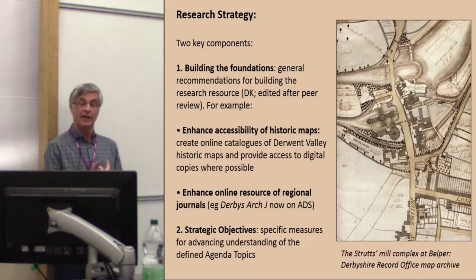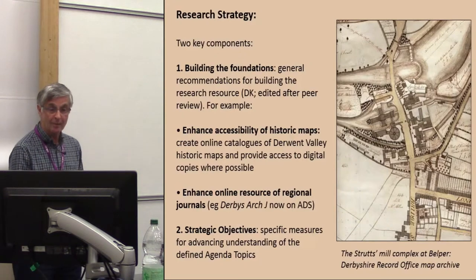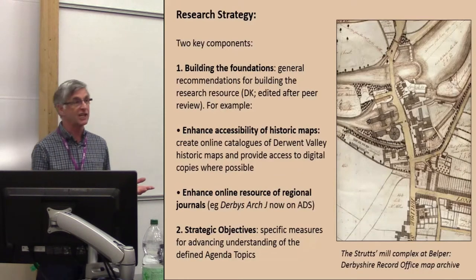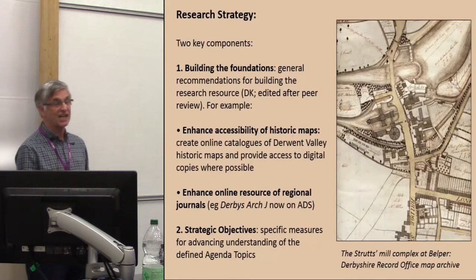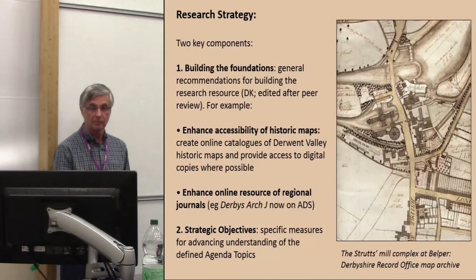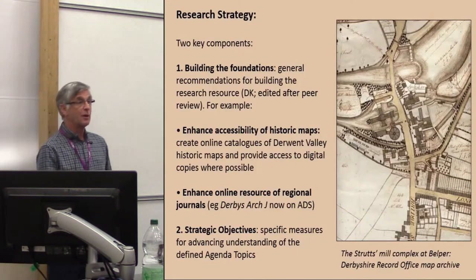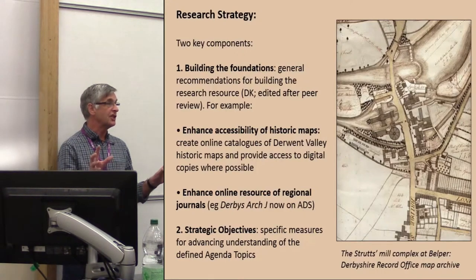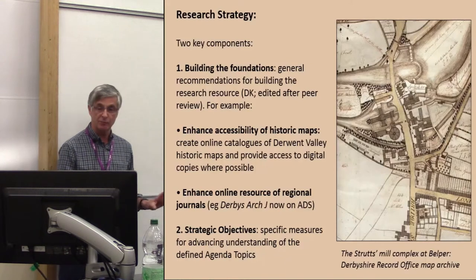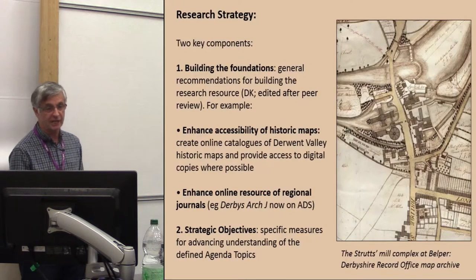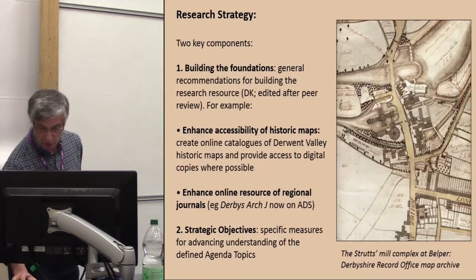For example, enhancing the accessibility of historic maps, creating online catalogues of Derwent Valley historic maps, and providing access to digital copies where possible. Secondly, for example, enhancing the online resource of regional journals. So that was a series of general recommendations. Then we had a series of specific strategic objectives, which were specific measures for advancing understanding of the defined agenda topics.